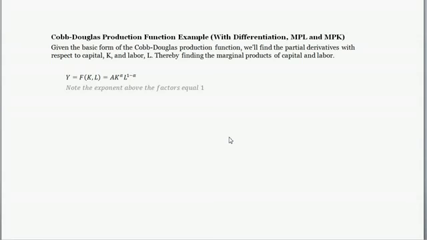Hello and welcome. So with this example, what we're going to do is start off with a Cobb-Douglas production function, like a simple form of it, and then we're going to take the derivative of it with respect to its two factors. So we're going to take the derivative of the Cobb-Douglas production function with respect to capital K and with respect to labor L, and thereby we're going to be finding these things. We're going to find the marginal product of capital and the marginal product of labor.